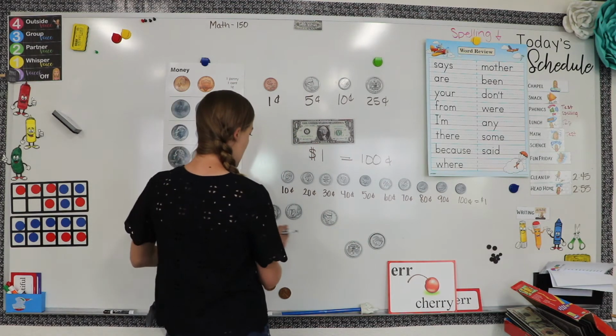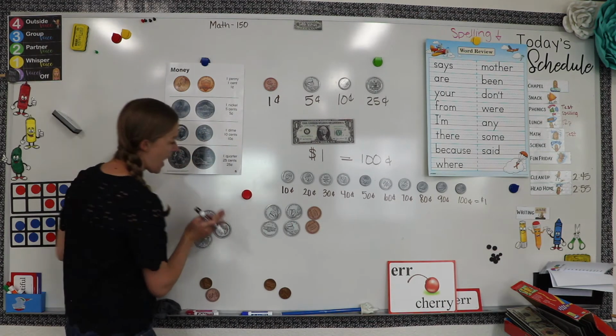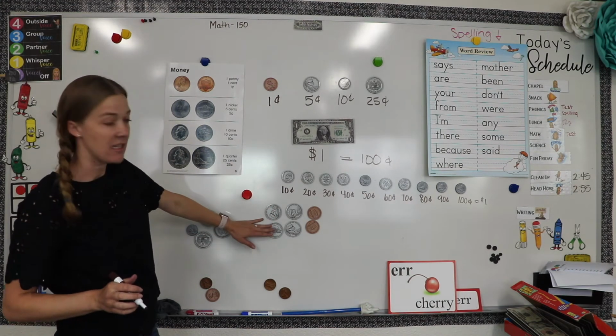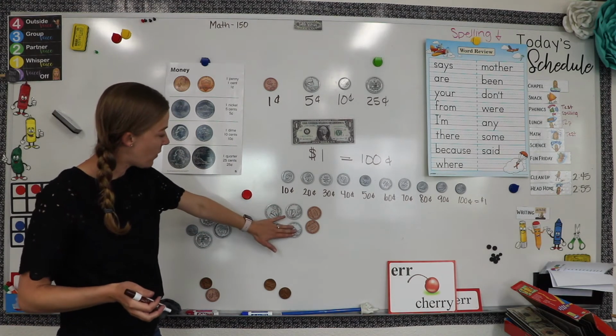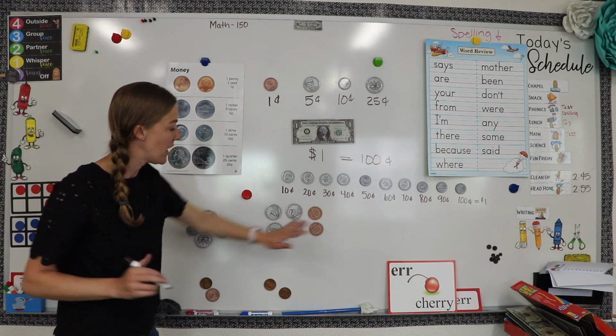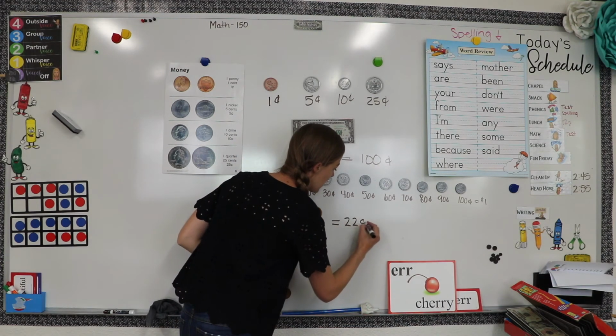Let's see, we have nickels, and then we have some pennies, and you're going to tell me how much money do I have there? Well, there's 5, 10, because these are nickels, 15, 20. Now I have pennies, which are 1, so 21 and 22. So in this bunch, I have 22 cents.